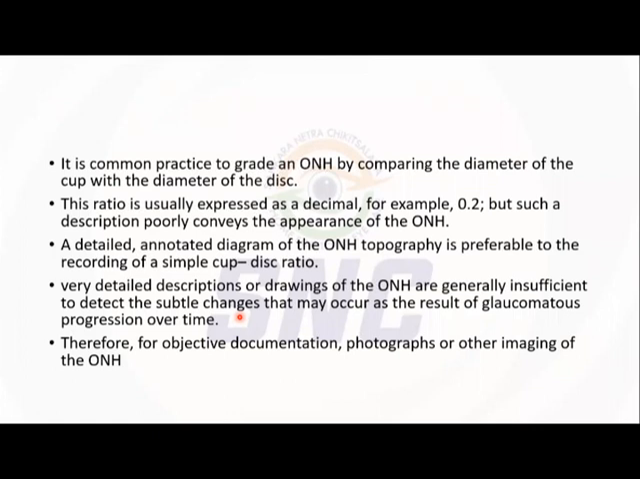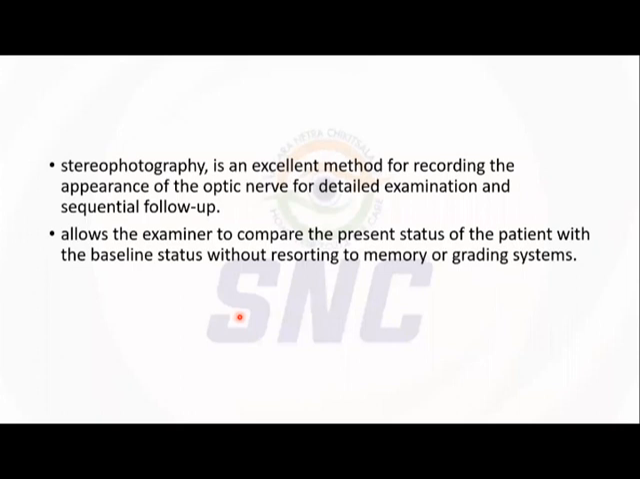So a detailed annotated diagram of the optic nerve head topography is preferable for the recording. Even very detailed descriptions or drawings of the optic nerve head are generally insufficient to detect subtle changes. Therefore, objective documentation, photograph or other imaging of the optic nerve head is needed. Stereo photography is an excellent method for recording the appearance of the optic nerve for detailed examination and follow-up. This allows the examiner to compare the present status of the patient with the baseline status without resorting to memory or a grading system.